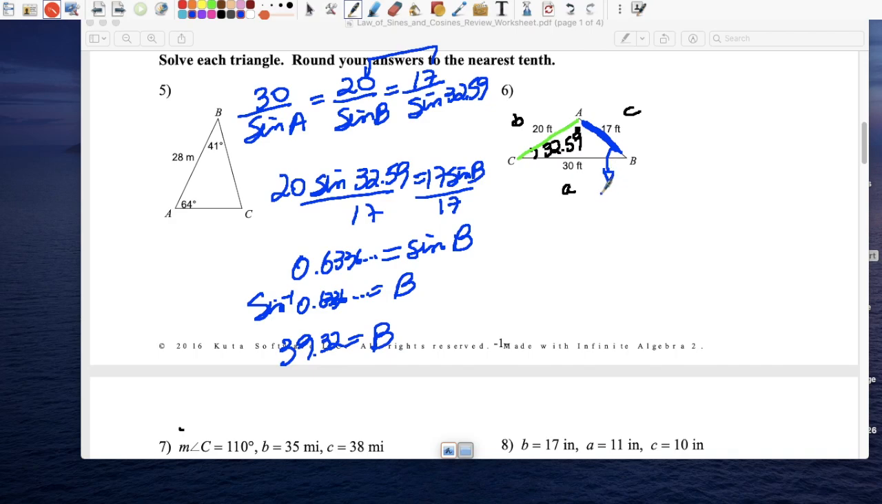I'll write it like this. Now to find angle A, the top angle here, we're going to do 180 minus 39.32 minus 32.59, and that's going to give us 108.9. Interesting. Hang on.